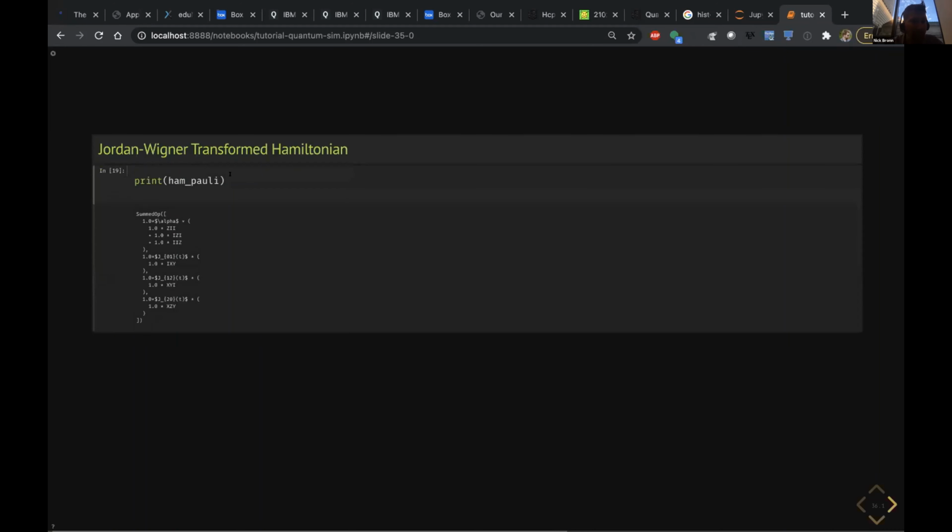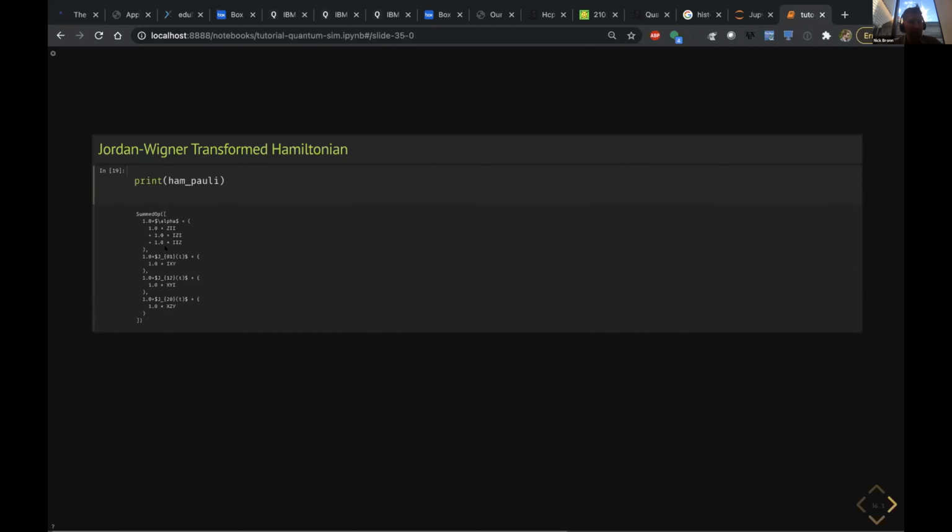I can just print my Pauli Hamiltonian, and you can see it's 1 times alpha times ZII plus IZI plus IIZ. Those are the alpha terms. And then I have J01 times IXY. That's like XY on 1, or on 0, 1, and XY on 1, 2, or 2, 1, and then XYZ on all 3.